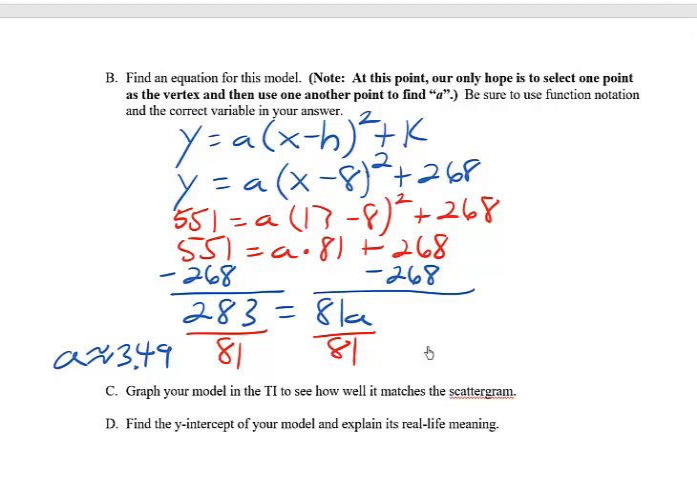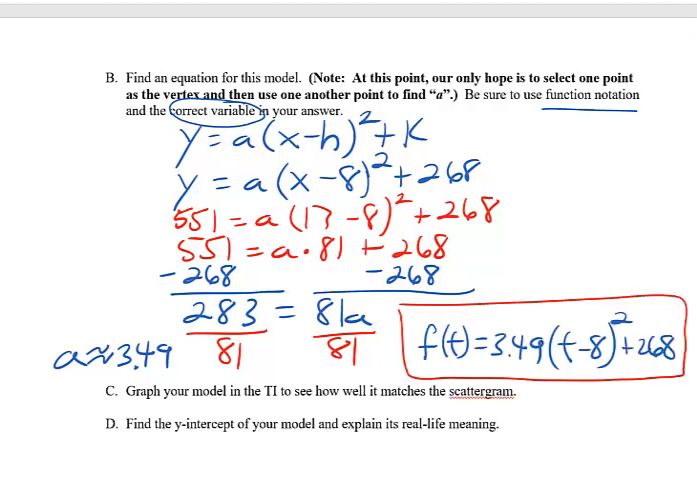All I have left to do is to write down the final equation now. Let's see, they want me to use function notation, and they want me to make sure I use the correct variable. So if you refer back to the let statement, I think our x variable was t, and our function name was f of t, and so that gives me this final equation. You can see the vertex in there, the 8, 268, and you can see that a value that we just found.